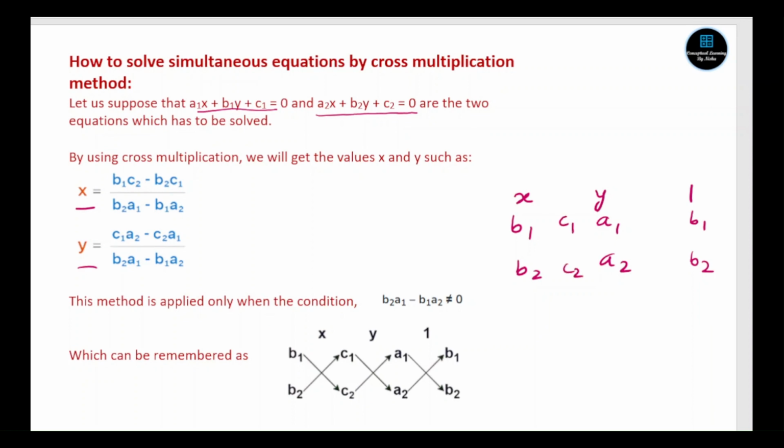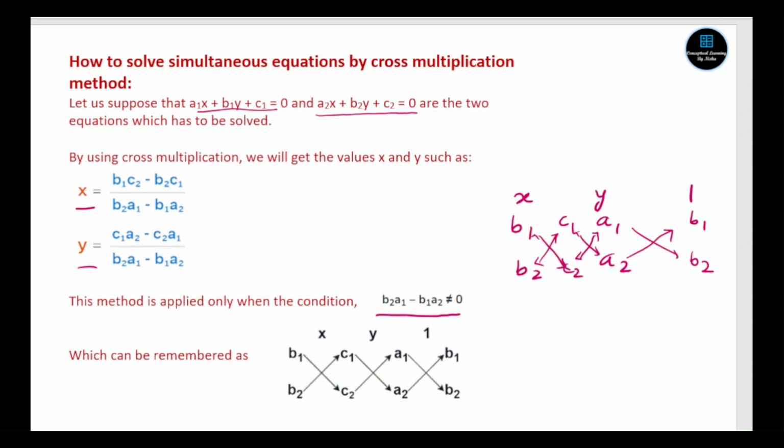And now you have to do the cross multiplication just like this. So it is very easy to remember and easy to write. It looks complicated but it's not that much. So this is how you can apply the cross multiplication method. Here a very important condition: the denominator cannot be 0. So b2a1 minus b1a2 is not equal to 0. Then and only then you can apply the cross multiplication method.